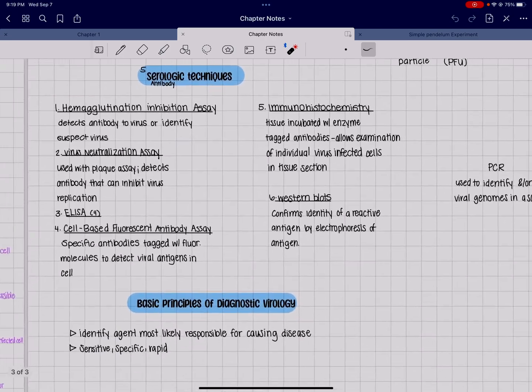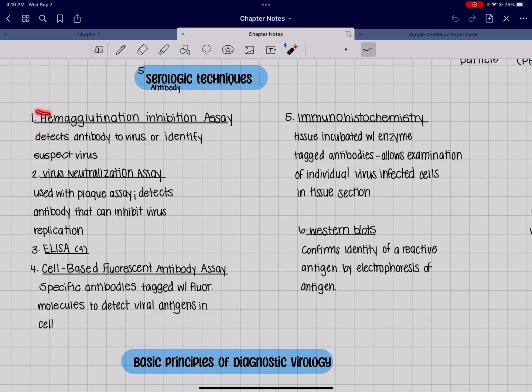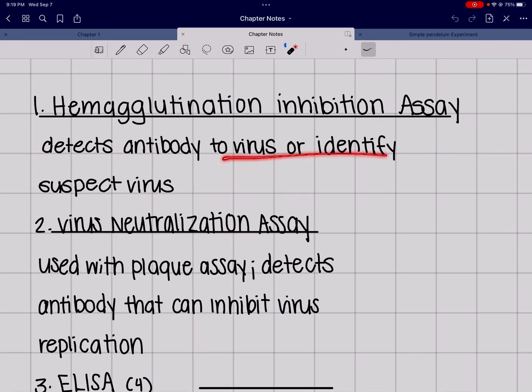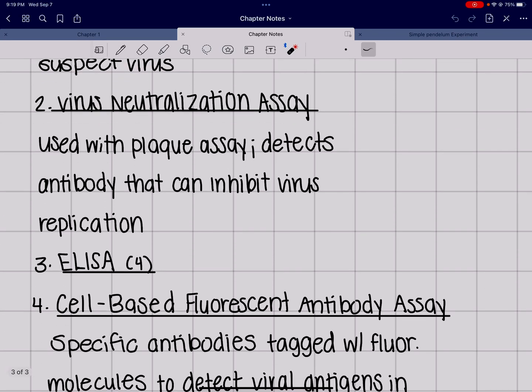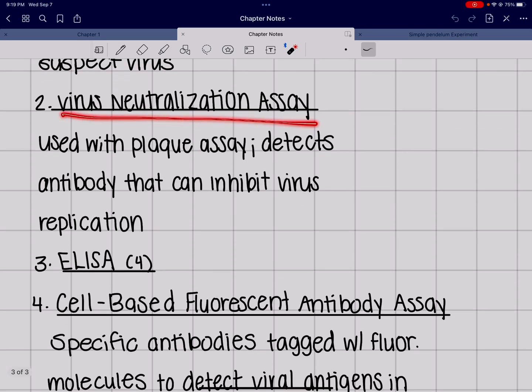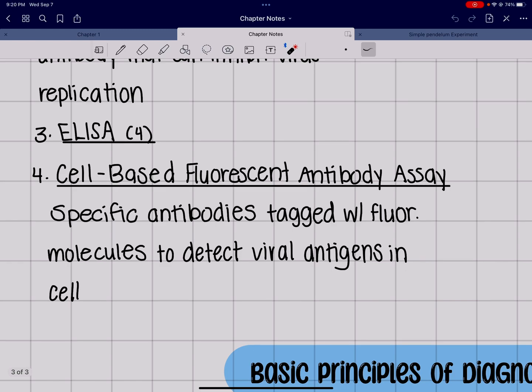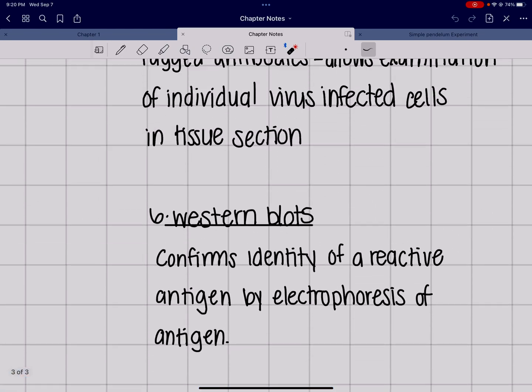Next, we have serological techniques. First, the hemagglutination inhibition assay, which detects antibody to virus or identifies suspect virus. Second, we have the virus neutralization assay, used with plaque assay, which detects antibody that can inhibit virus replication. Then we have the ELISA that we just talked about previously, and the cell-based fluorescent antibody assay, where specific antibodies are tagged with a fluorescent molecule to detect viral antigens in the cell.